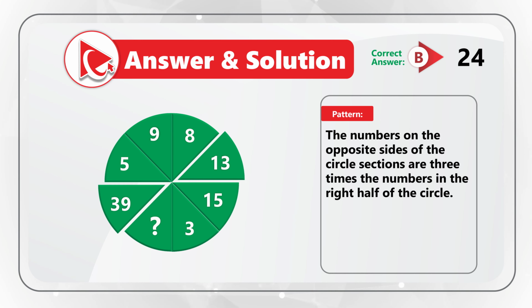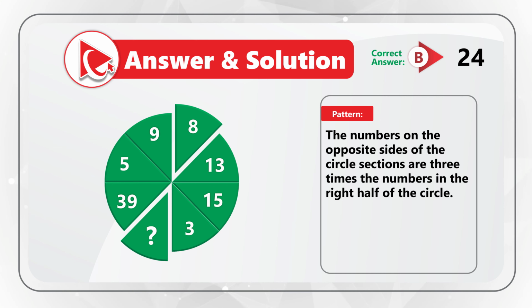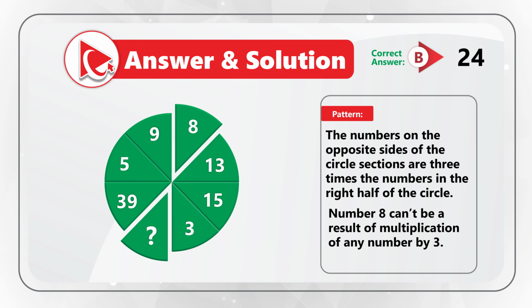Let's take a look at the missing number. Because number 8, which is on the opposite section, cannot be a result of multiplication of any number by 3, this means that the missing number is a result of 8 multiplied by 3, which equals 24. This is why I think the correct answer here is choice B, 24.